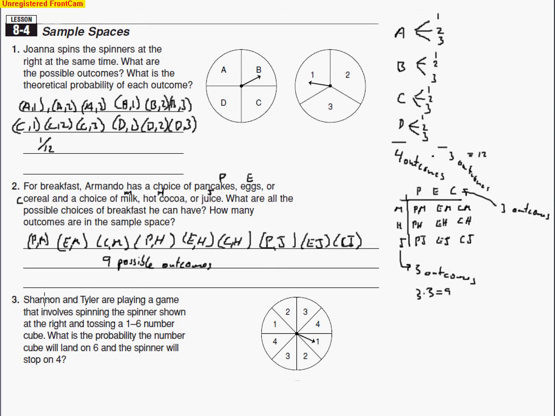Take a look at this one. Here, Shannon and Tyler are playing a game that involves spinning the spinner, shown right, and tossing a number cube. See, those are 2 different events. That's called a compound event here. 2 different events happening at the same time. What is the probability that the number cube will land on 6 and the spinner will land on or stop on 4?